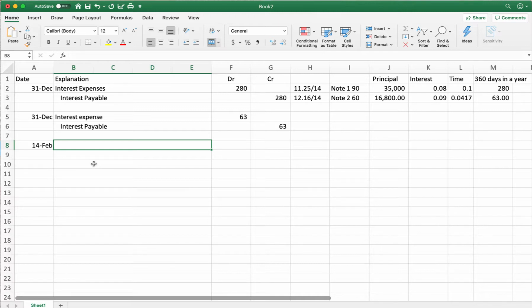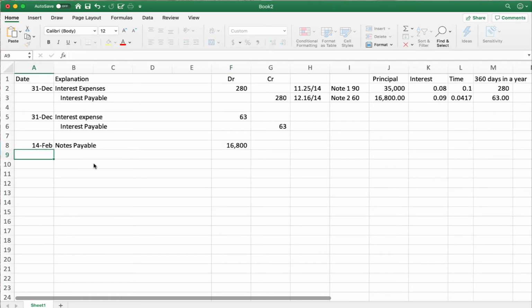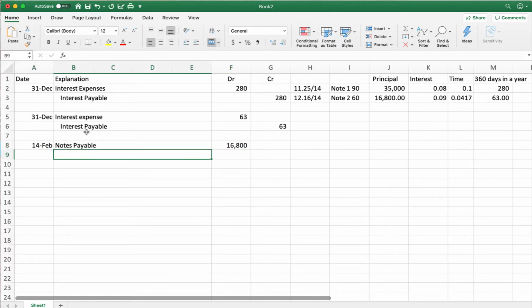So I need to figure out what journal entries do I need to make. Well, right off the bat, I got to get the notes payable off the books. So I'm going to debit notes payable for the $16,800, okay? In addition, I booked an interest payable associated with note 2. That's $63. I'm paying that as well. So I need to debit interest payable, $63.